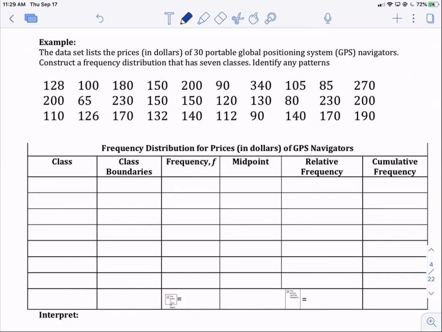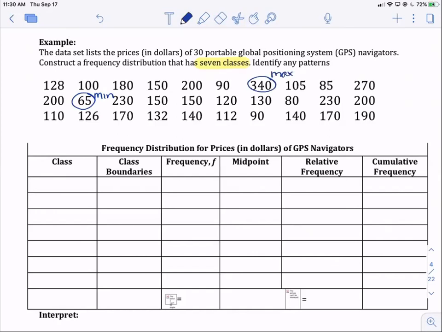Okay, so how many classes do we have? It tells us 7. Okay, so we need that to find our class width. And then we want to find our minimum and our maximum. So what's our smallest number in this list of prices? 65. That's our min. And then what's our max? 340. Good.